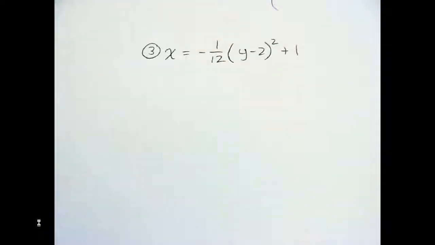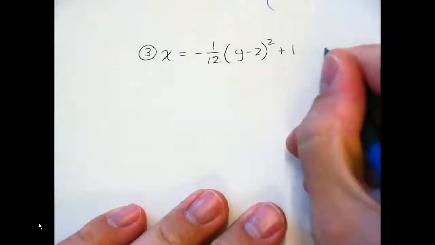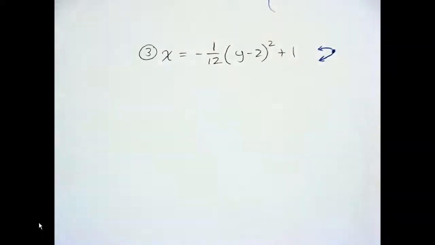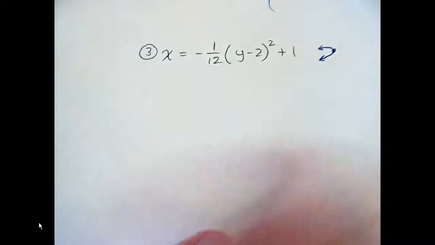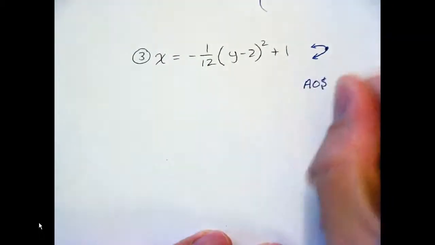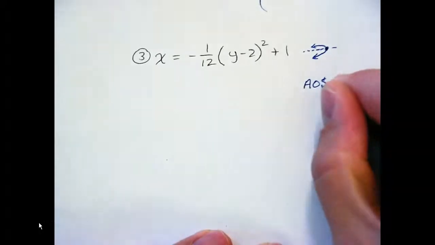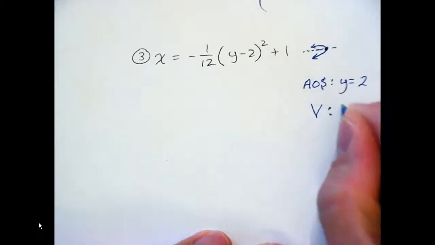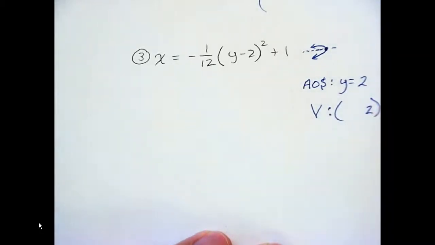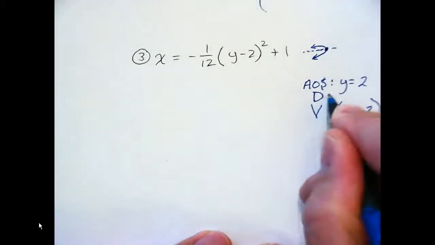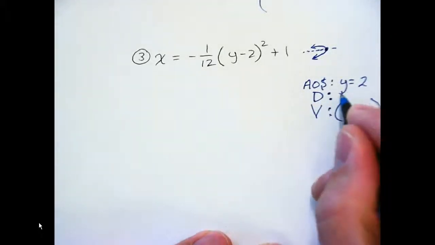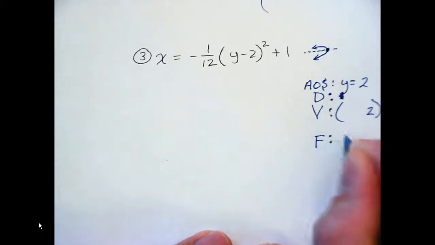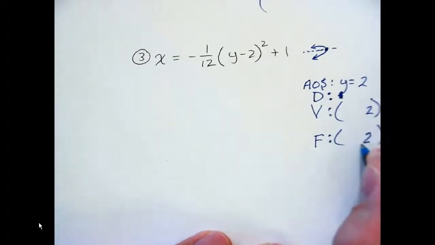All right, this picture opens to the left. Therefore, my vertex there, axis of symmetry is still a y equals. It's y equals 2. The vertex, we know our y value is 2. I didn't leave room for my directrix, so I'm going to put that right there, which we'll get to in a minute. And then my focus, we'll have to figure out as well. But we know this is 2.